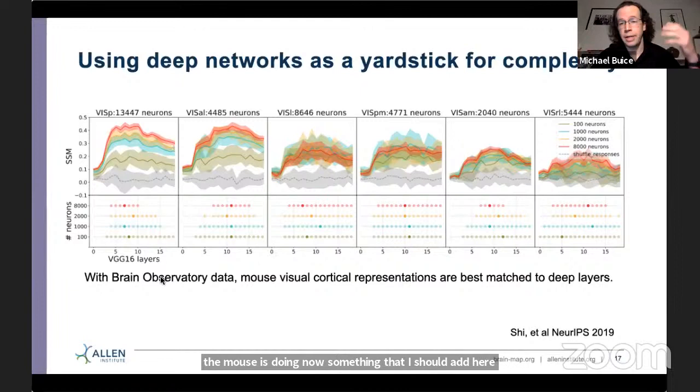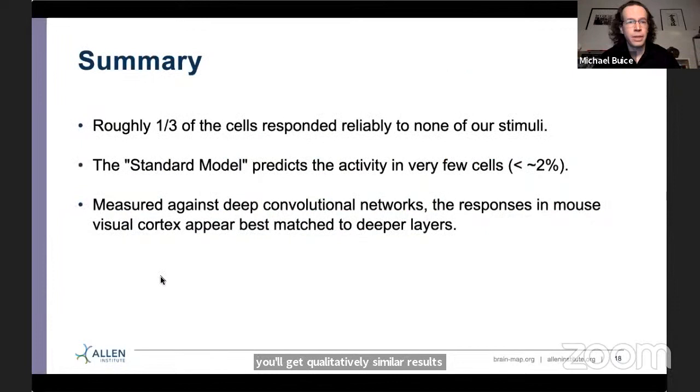It's a thing we used for this metric, but you can take any off-the-shelf pre-trained ImageNet convolutional neural network and you'll get qualitatively similar results. So this is not special to the model we picked. So in summary, about a third of our cells didn't respond reliably to our stimuli. The standard model predicts activity in very, very few cells. And it looks like, in the sense of measuring against a deep convolutional network, mouse responses are much more sparse and sort of higher order in that sense.